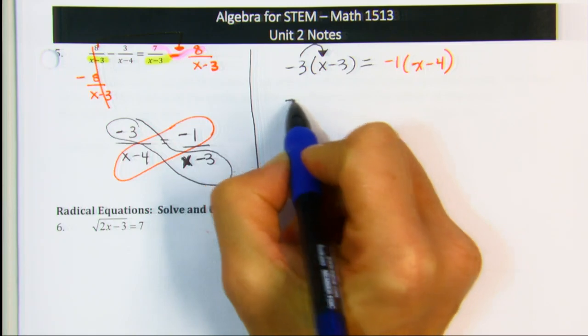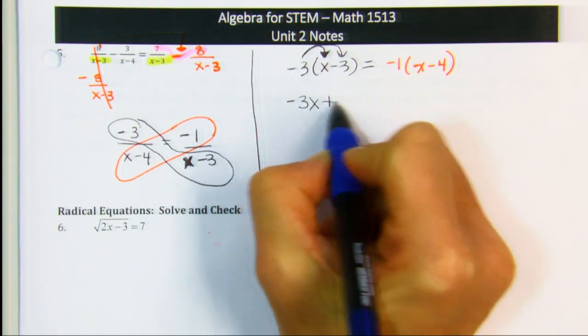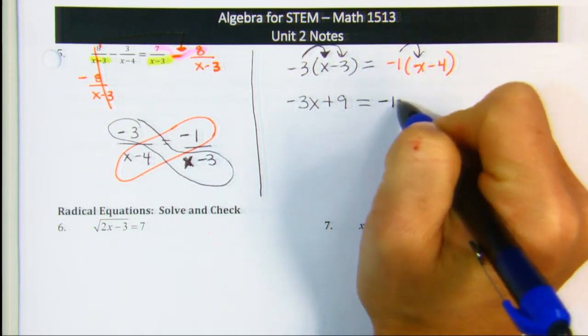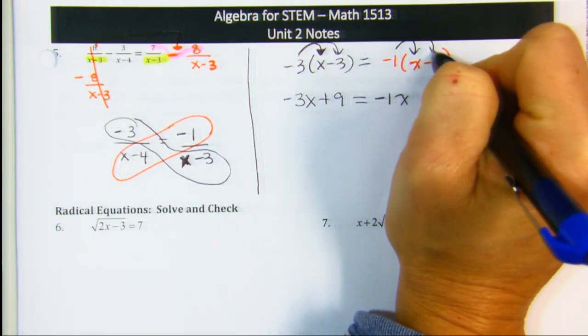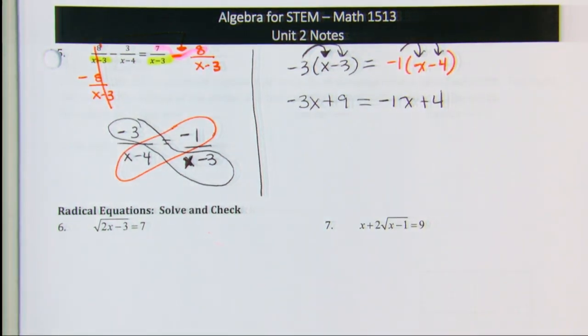So we're distributing negative 3x. Negative times a negative is a positive 9. Equals negative 1 times x. Negative times a negative makes that a positive 4. And now we're just down to our normal solving equation skills that we already know.